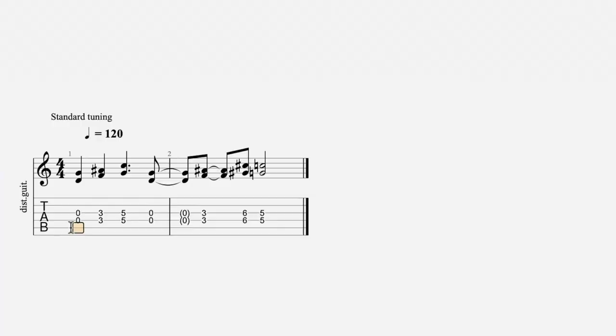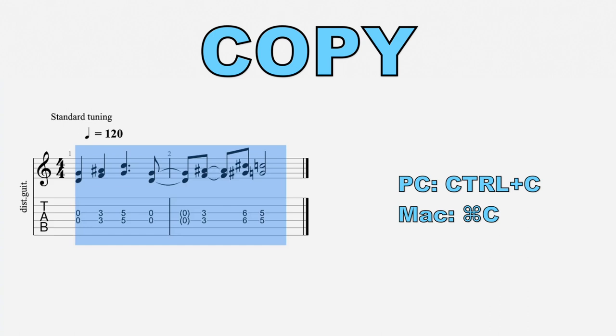If you want to save time, you can also copy and paste sections by first selecting the section. The shortcut Ctrl-C on PC and Command-C on Mac will copy the section, and paste with the shortcut Ctrl-V on PC, Command-V on Mac. And of course, any pasted section can be modified.